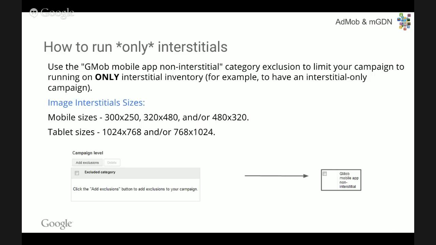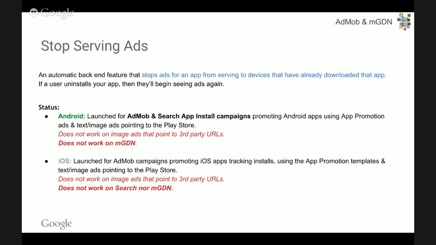Okay, and how to do it? Just go to campaign level and exclude the following placement, Google mobile app non-interstitial, and the campaign will turn into a non-interstitial campaign.